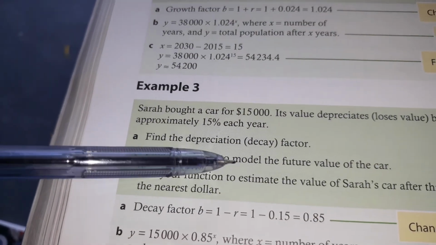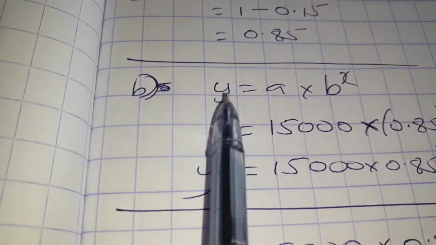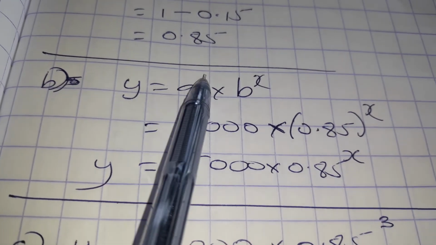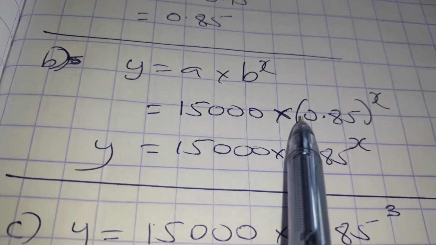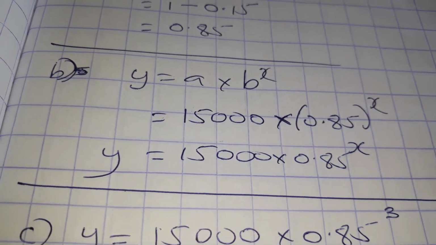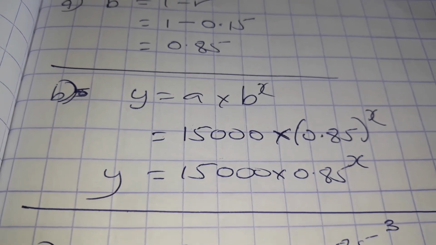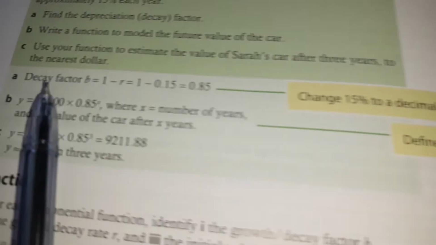Write a function to model the future value of the car. Once again, Y is equal to A times B to the power of X, and A is always the initial value. In this case, the value that I bought the car for, times 0.85 to the power of X. 15,000 times 0.85 to the power of X would be my answer. Right? Okay, let's look at C.